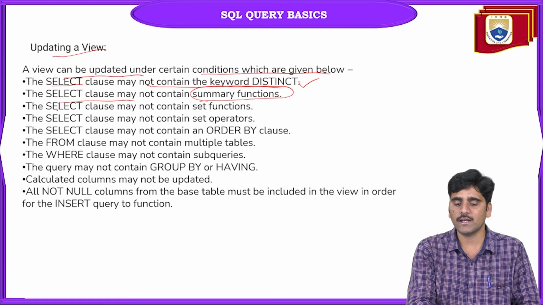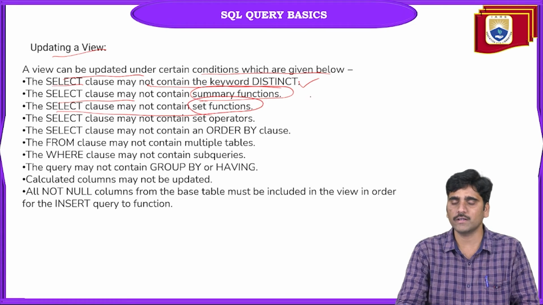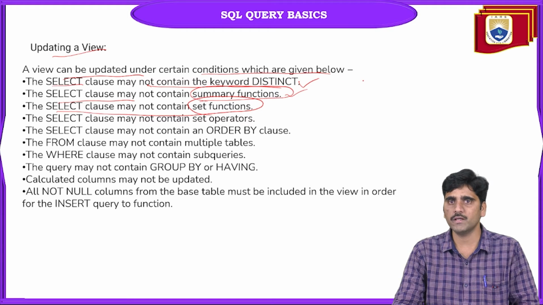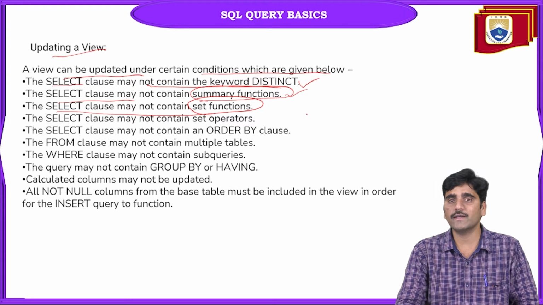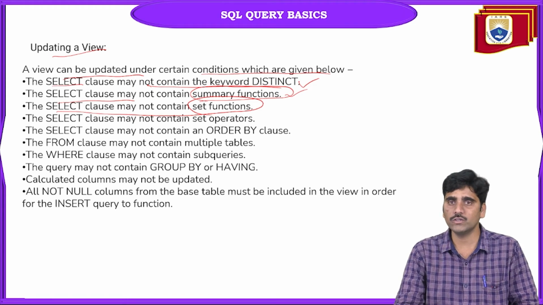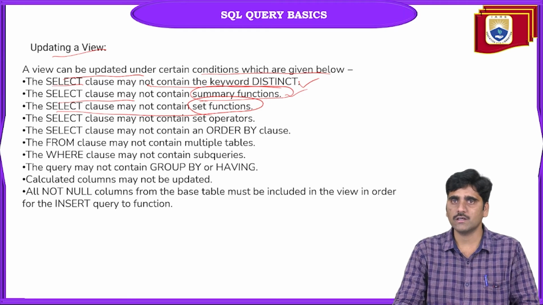And the next one, the SELECT clause may not contain set functions. Summary functions are aggregate functions: sum, minimum, maximum, all the count functions. Those are all summary functions, and those will not work with the SELECT statement. Similarly, the SELECT clause may not contain set functions: UNION, UNION ALL, and INTERSECTION functions. These are all set operators and set functions.